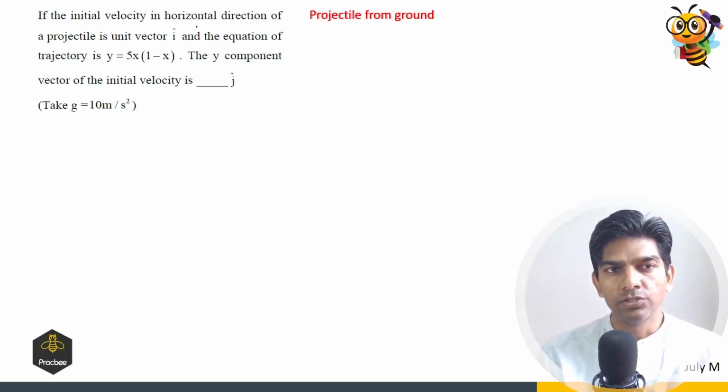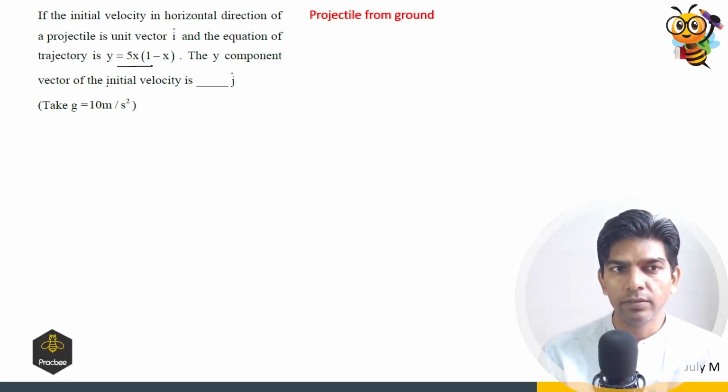If the initial velocity in the horizontal direction of a projectile is i cap, and the equation of trajectory is y equals 5x times (1 minus x), find the y component of the vector of the initial velocity.